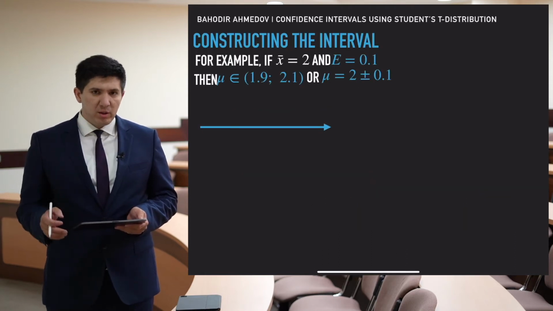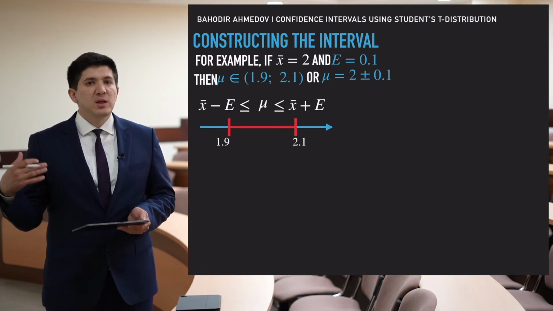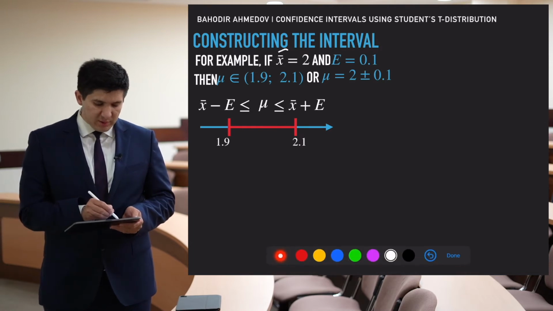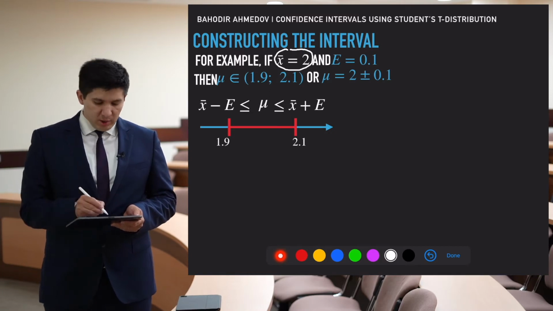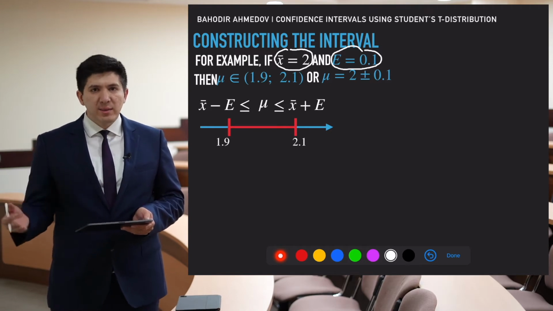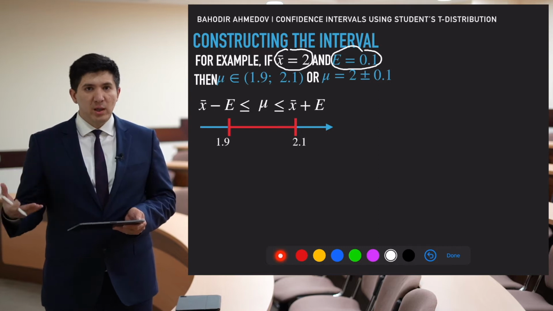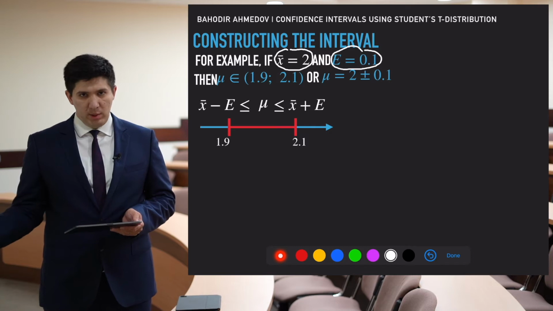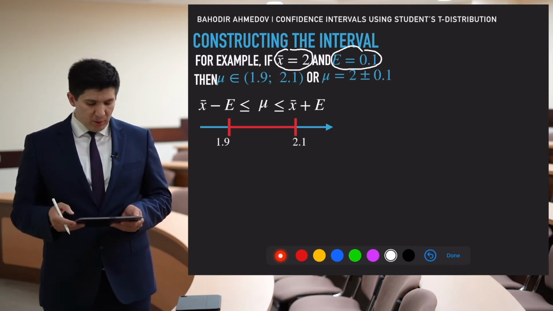Let's review a bit what we have discussed so far. Previously we said that if you would like to estimate the population mean, you take a sample and calculate the mean of the sample, for example, 2. You calculate the so-called error margin, say 0.1. Then you add 0.1 to the 2 and subtract 0.1 from the 2 in order to create the interval. So our interval is between 1.9 and 2.1. That's going to be our confidence interval for the population mean.